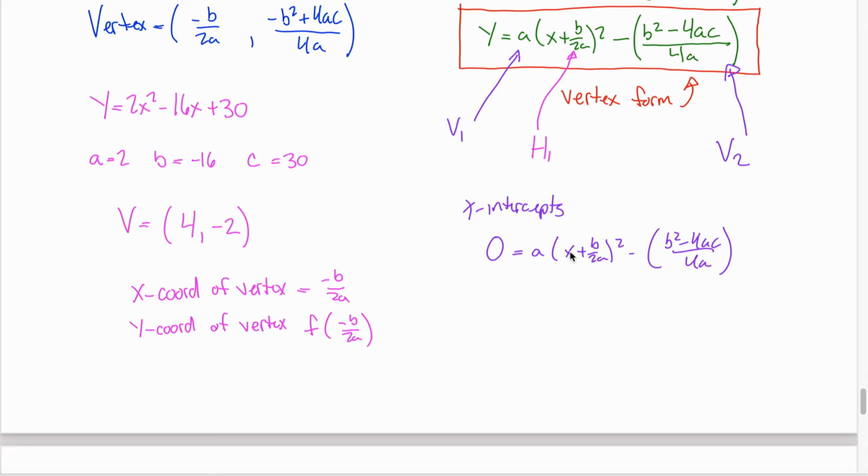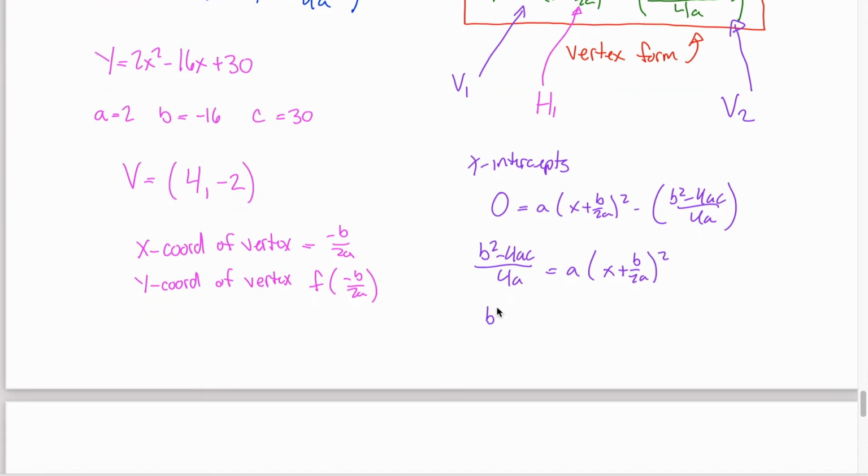If we want to get at this x, our first step would be to move all this stuff over to the other side of the equation. So I would have b squared minus 4ac divided by 4a equals a times x plus b over 2a squared. Our next step is to get rid of this a. So we divide both sides of the equation by a. That gives me b squared minus 4ac divided by 4a squared. And that's equal to x plus b over 2a squared.